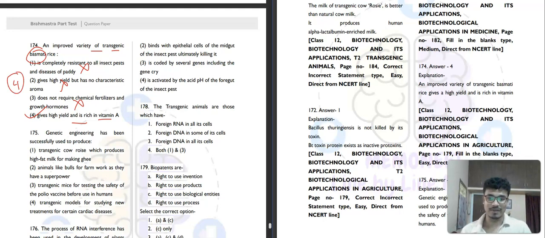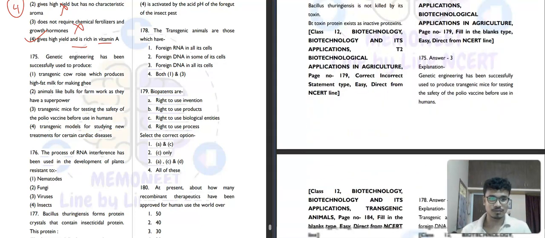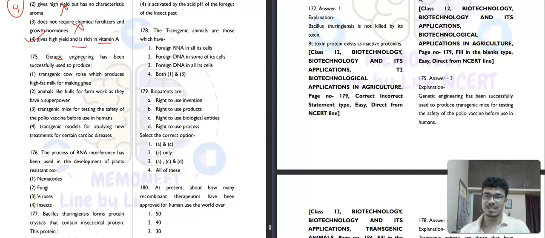Then question number 175. It is saying that genetic engineering has been successfully used to produce transgenic cow Rosie, which produces high fat milk for making ghee. No, this is called alpha lactalbumin. An animal like bulls for farm work as they have a superpower. I don't know what kind of options they have given. Not correct. And transgenic mice for testing safety of polio vaccine before using on human. Correct. Transgenic models for studying new treatments for certain cardiac disease. You can't study like this. So third option will be the correct answer.